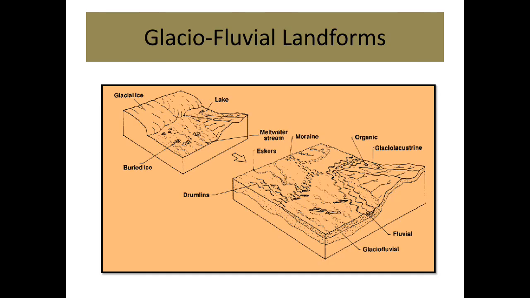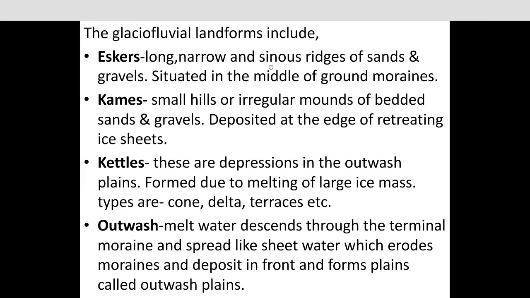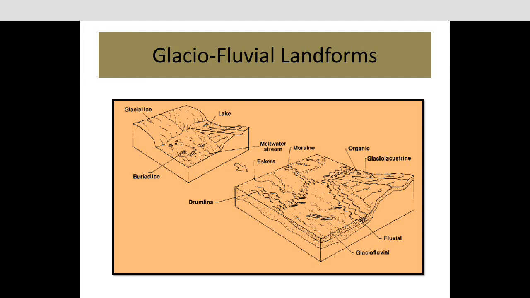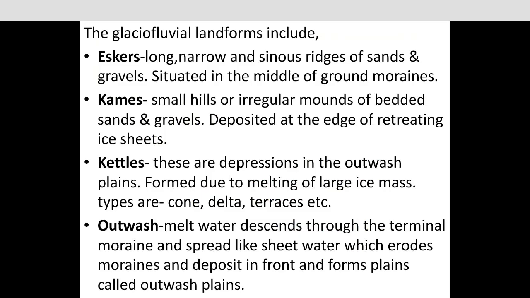The glaciofluvial landforms include Eskers, which are long and narrow sinuous ridges of sands and gravels situated in the middle of ground moraines. Suppose this is a ground moraine. In the middle of the ground moraine, there are sinuous ridges, so it is not a straight one. It is a curve. It is a sinuous ridge which is formed, and that is called an esker.